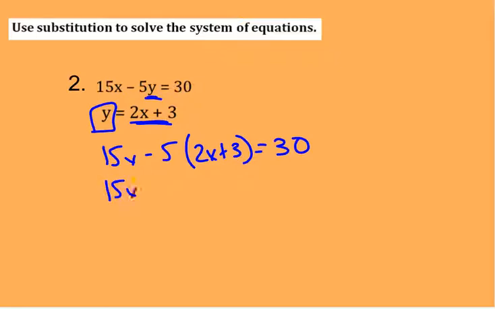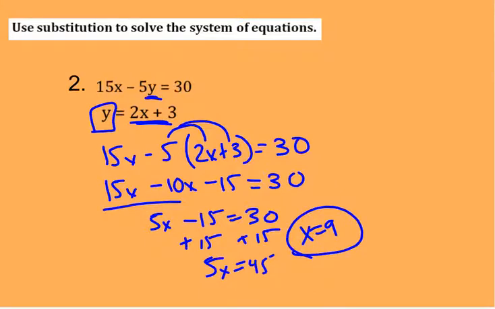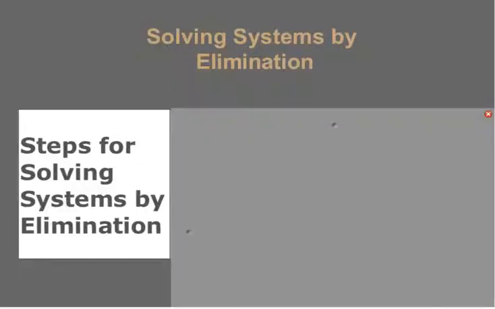So this becomes 15x minus 10x minus 15. Be careful of signs, and make sure you distribute that all the way through. So this becomes 5x minus 15 equals 30, so 5x equals 45, so x is going to equal 9. Now, don't leave it like this, you're only halfway done. I've got to substitute this back in. So y equals 2x plus 3, which means I take 2 times 9 plus 3, so y is going to equal 21. So 9, 21 is going to be my solution there.